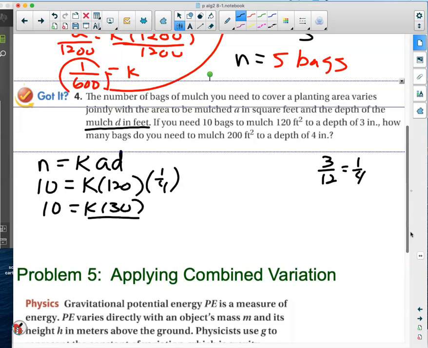Let's divide both sides by 30 and reduce to get K. Well, let's write it. Let's put that K where it's supposed to go. 1/3 needs to go right there.